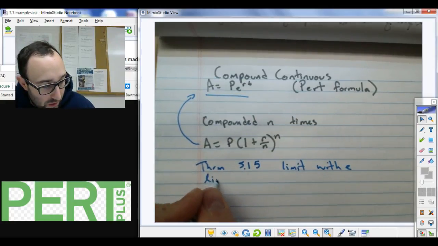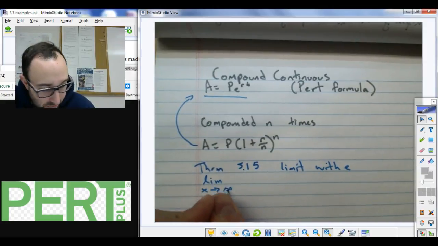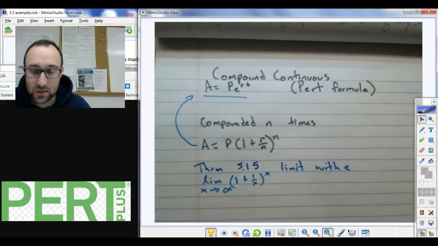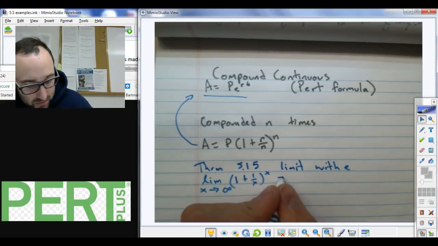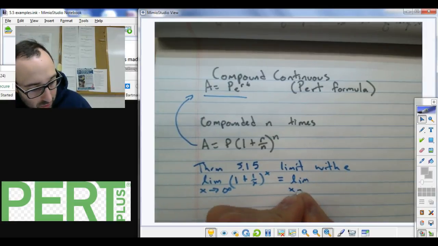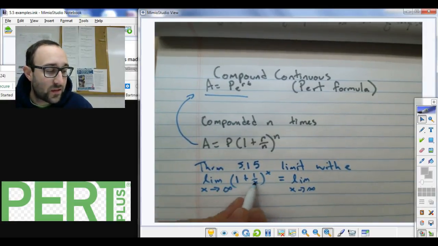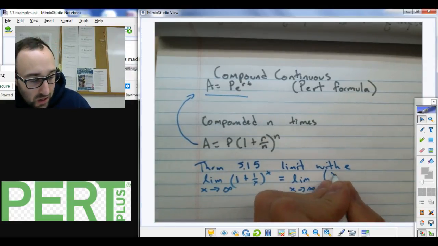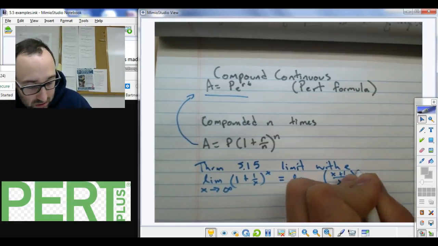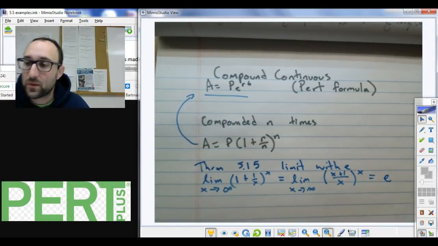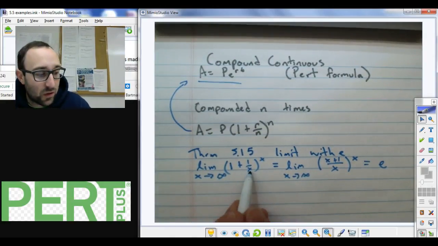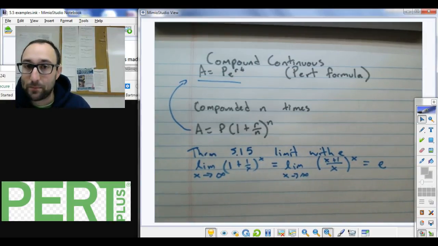Alright, so we can say the limit as x approaches infinity of 1 plus 1 over x to the x is going to be the same as the limit as x approaches infinity, if I multiply, let's say we get common denominators, multiply this by x, so it's x over x, 1 over x. That's going to be x plus 1 over x to the x. And that is going to be e. That's how we actually come up with e. If you take some number, you make x really, really large, 1 plus some really tiny number to the x is going to end up being e.